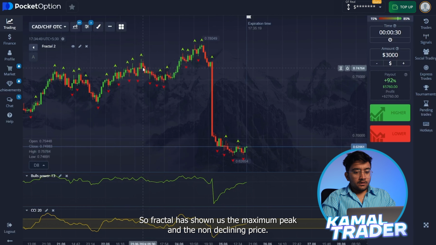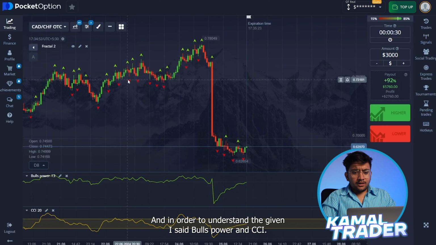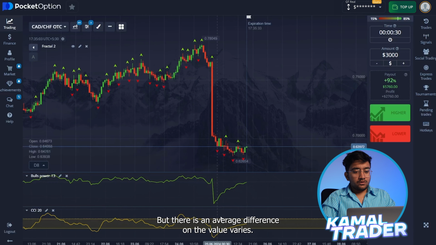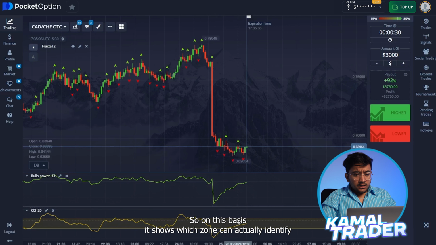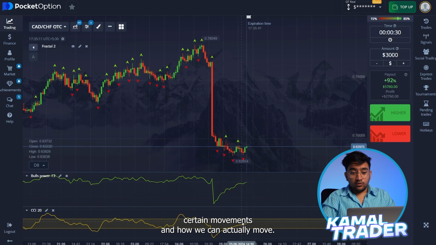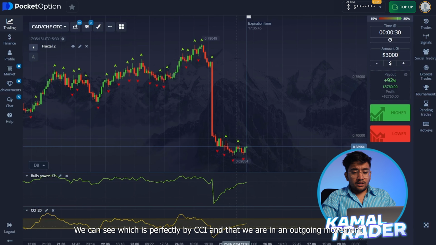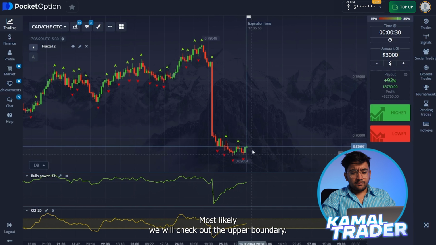Okay, let's see. Fractal has shown us the maximum peak and the non-declining price, and in order to understand the given asset, Bulls Power and CCI are approximately identical indicators, but the average value varies. On this basis, it shows which zone can identify certain movements. On the hourly chart, we can see, as confirmed by CCI, that we are on an outgoing movement. Most likely, we'll check the upper boundary, so it will be approximately at this level.